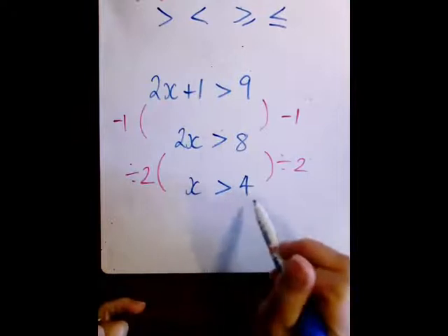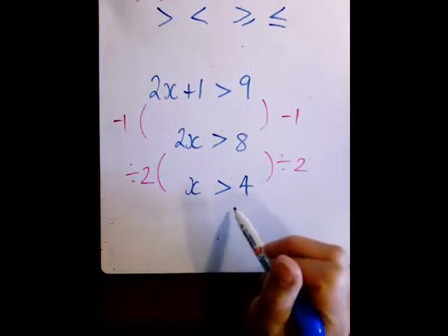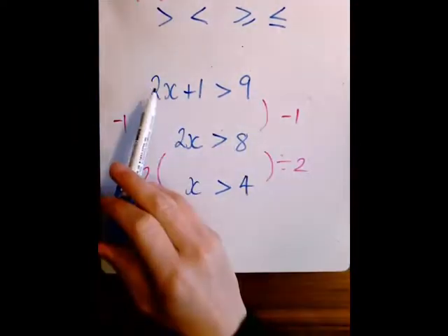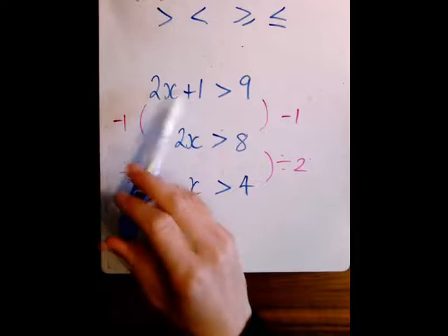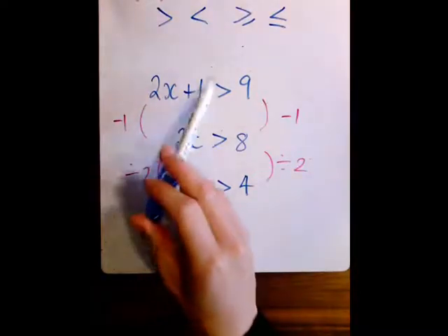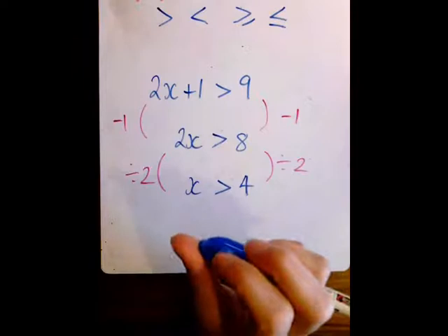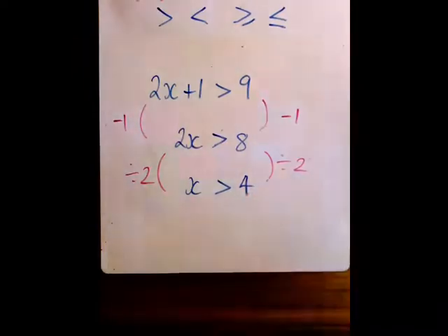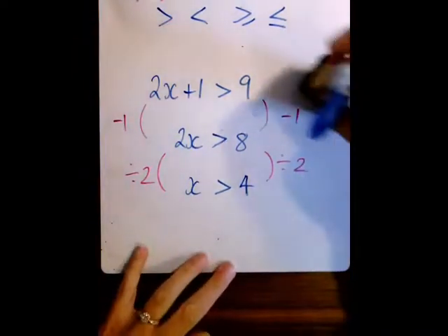So let's think of something greater than 4. Let's try, we can try 5. 2 times 5 is 10, add 1 is 11, and that is definitely greater than 9. Now the equations on the task continue like that.